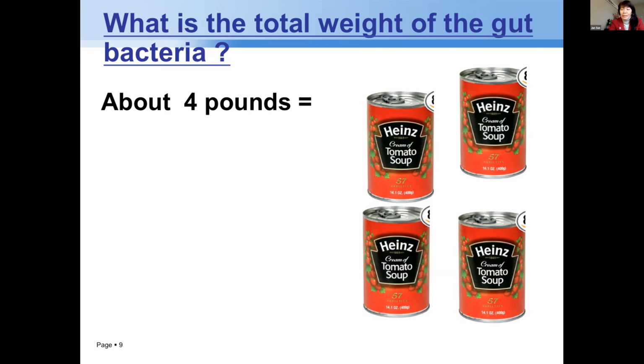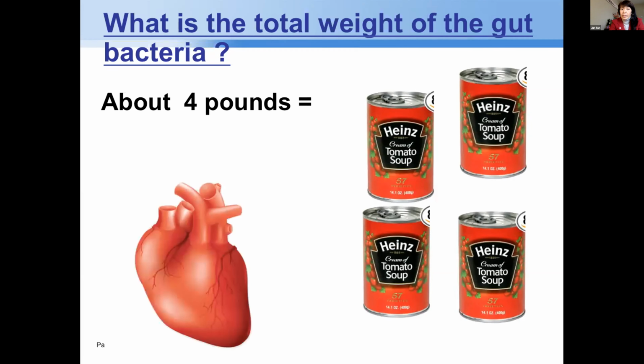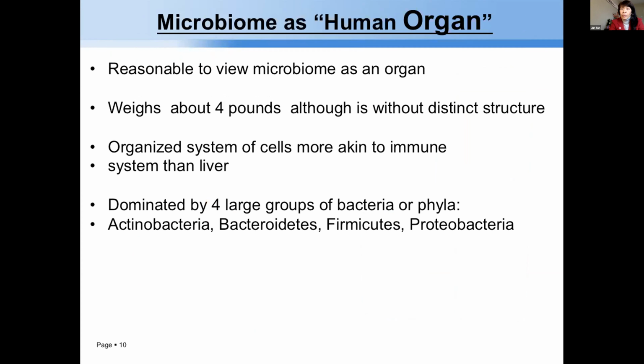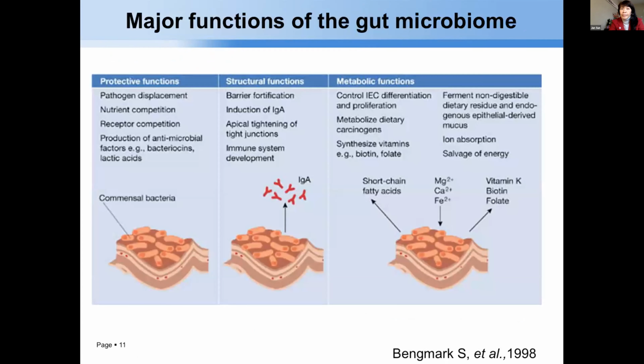But actually, we cannot afford to lose these bacteria, this microbiome in our body, because they basically weigh about the same as the human heart. It's very important for us. Why? Because it has its own weight, as I mentioned. It also has its structure. And from the literature at the phylum level, usually you will see these four major groups of bacteria. They play a very important role physiologically, including these three key roles.